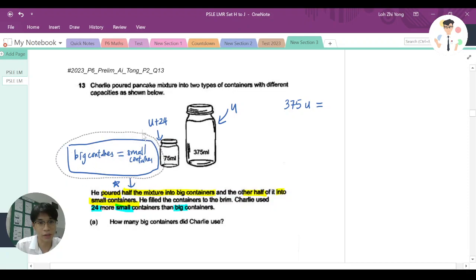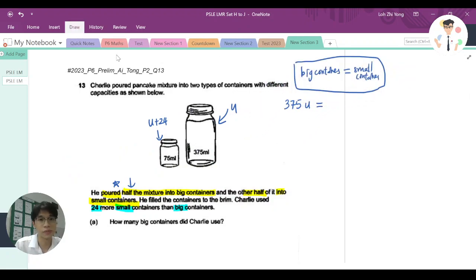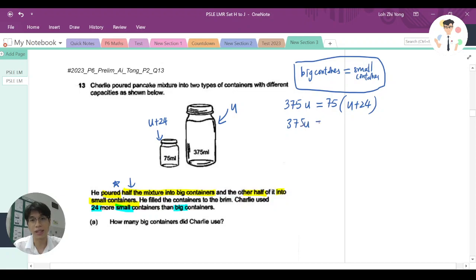Now, let me just quickly stick this. This statement actually leads to my equation here. Now, containers, how many do I have? I have U plus 24. And each of these containers has 75 ml. So 375 units is equal to 75 times U plus 24. Means that for this 75, I need to multiply U, and I need to multiply 24. So it will be 75 U plus 75 times 24, which is equal to 1800.